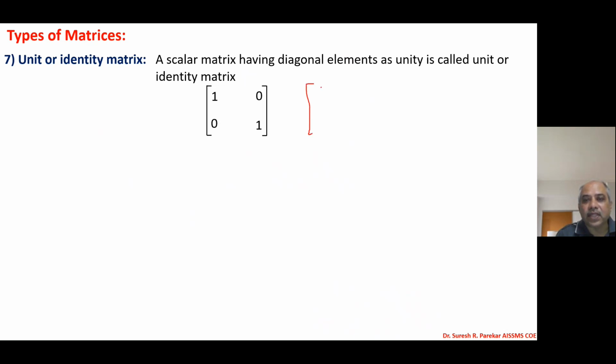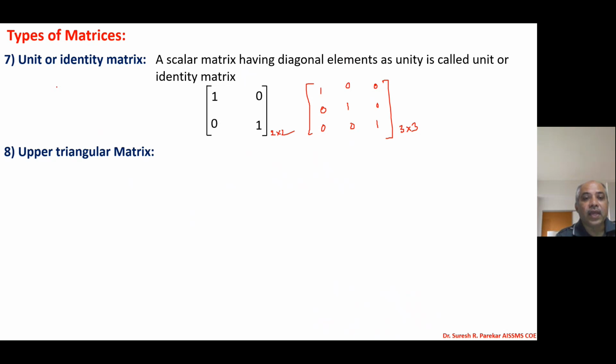So we can have like this also 1, 1, 1, then 0, 0, 0. It may be of any size. So this will be 3 by 3. This is 2 by 2. That we are going to say unit or identity matrix.